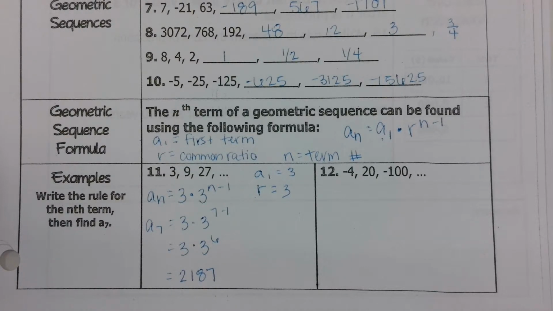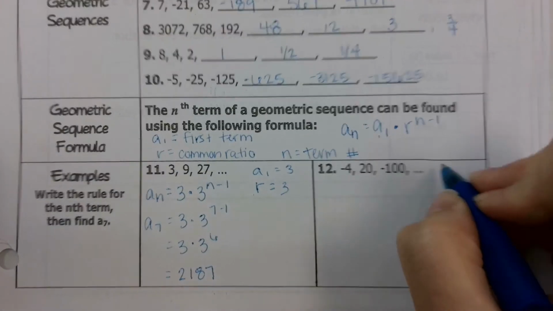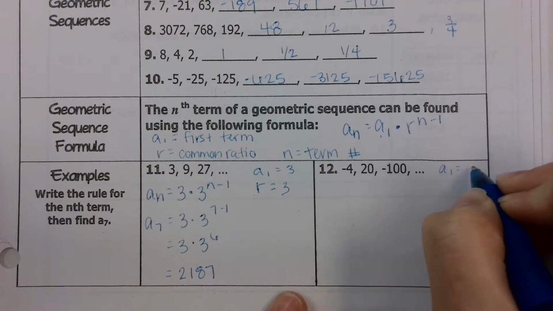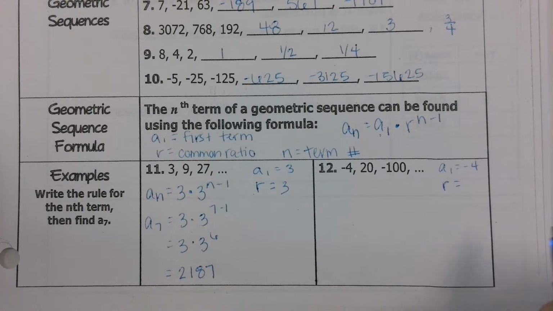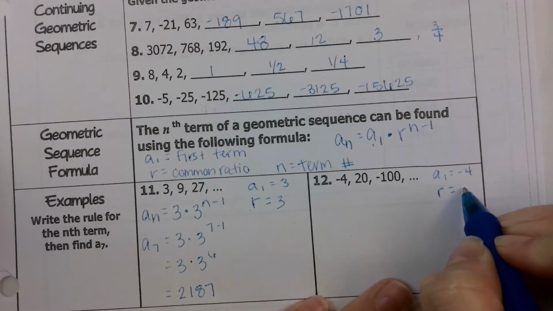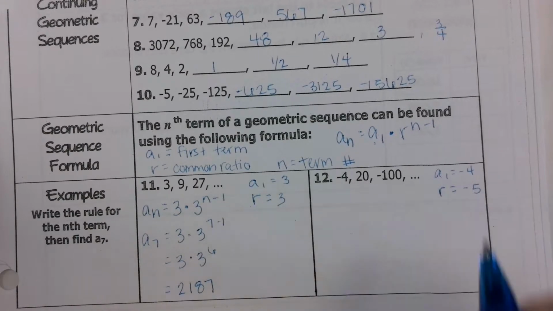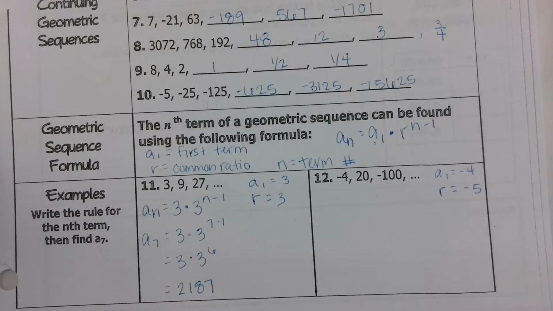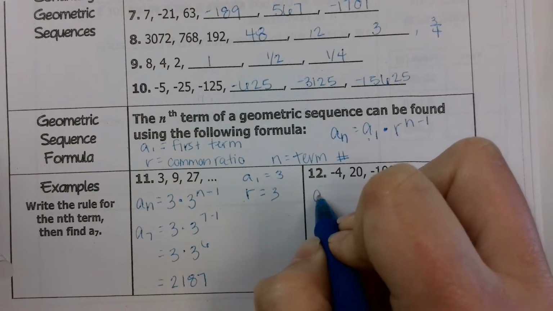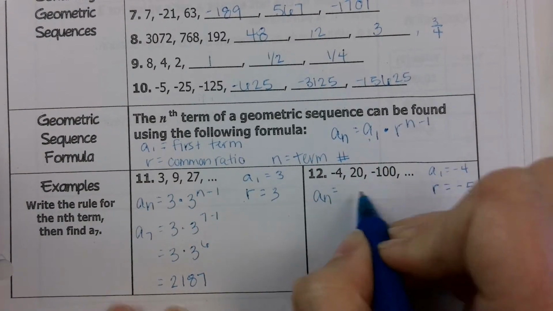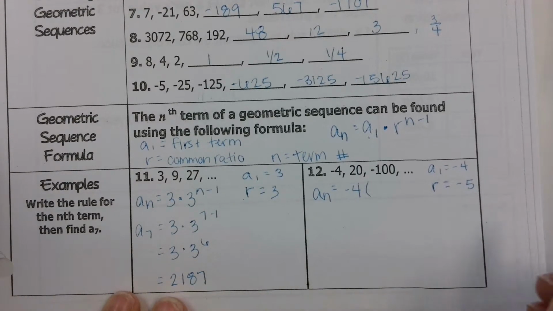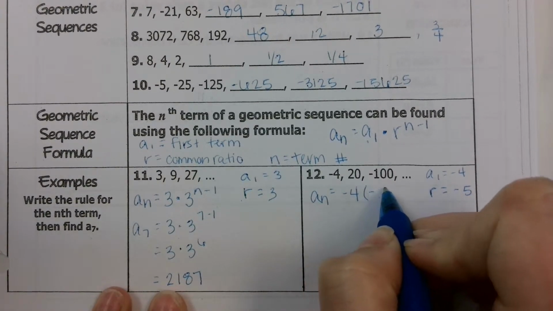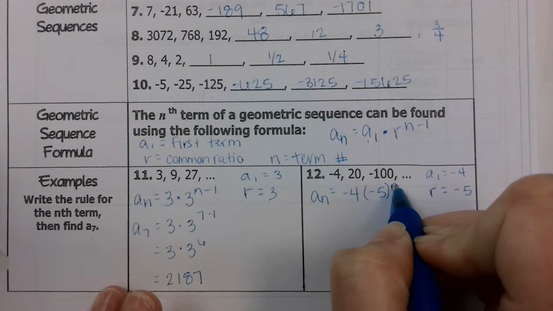Alright, same idea for the next one. You've got to have your first term and your r. So a sub 1, what is that? And your r value, what are they multiplying each time? 5 or negative 5? Why is it negative 5? Because it flip-flops between positive and negative. So when we go write our rule, you're going to have a sub n equals, your first term was what? Negative 4. And then our r value was what? Negative 5 to the n minus 1.